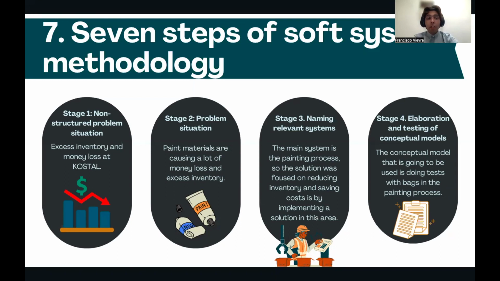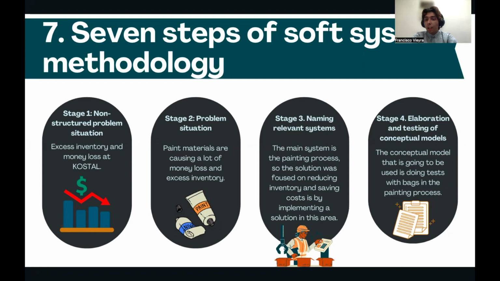Stage 1 is the non-structured problem situation, in which there is excess inventory and money loss at cost out. The second stage is the problem situation expressed, in which paint materials are causing a lot of money loss and excess inventory. The third stage, naming relevant systems, is that the main system is the painting process. So the solution was focused on reducing inventory and saving costs by implementing a solution in the area.